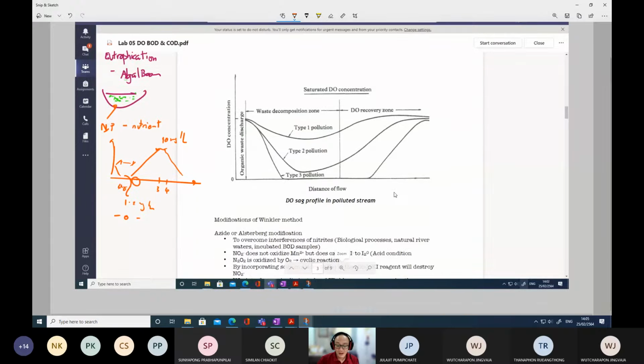Another thing with dissolved oxygen is that when we dispose of waste into a stream, so if we drop the waste here, this is the wastewater with flow rate QW, and the concentration of organic substance is given as S.